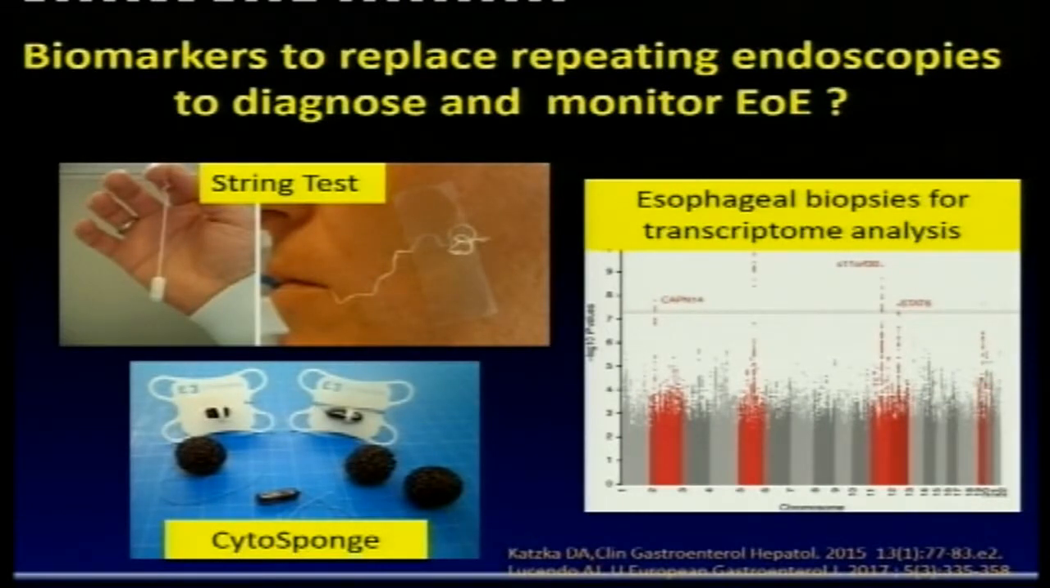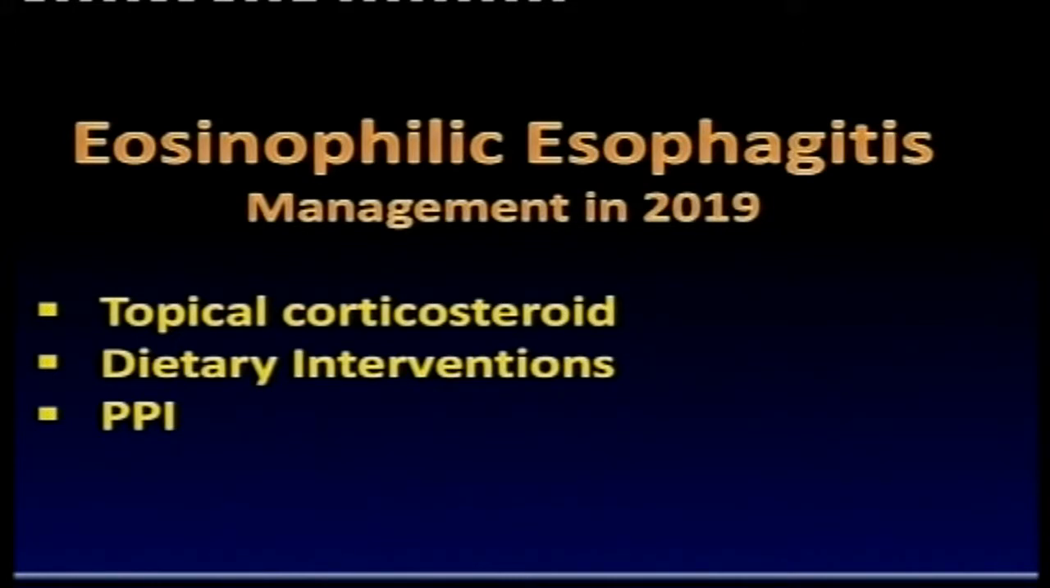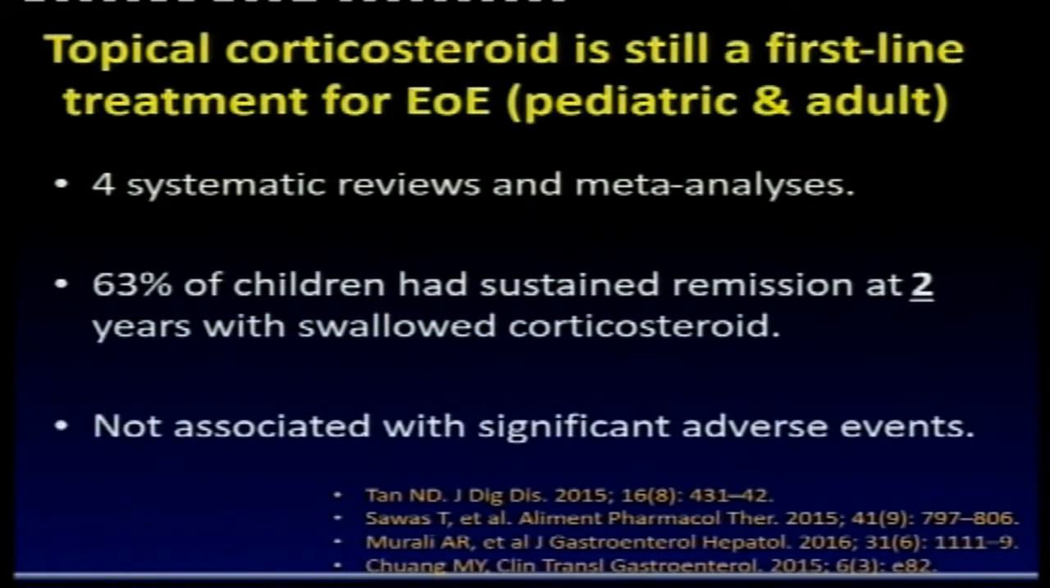Other promising serological markers, instead of endoscopy: they do the string test, the cytosponge, and sometimes esophageal biopsy for transcriptome analysis. Now we'll come to the management. We have three parts of management: either topical corticosteroid, diet intervention, or proton pump inhibitors. Topical steroid is still the first line of treatment. Including multiple systematic reviews and meta-analyses, we found that more than two thirds have a sustained response at the age of 2 years.